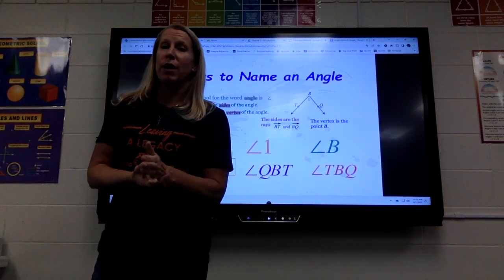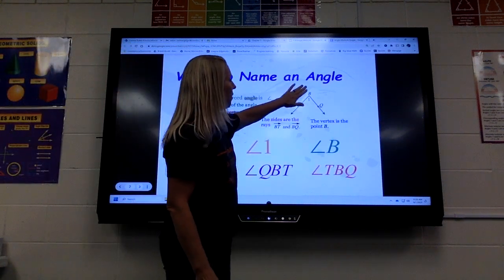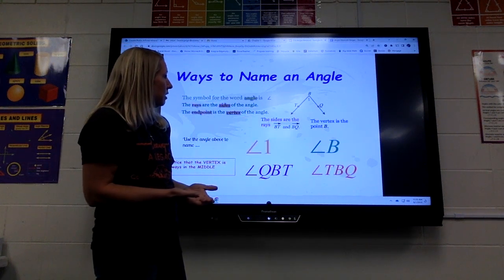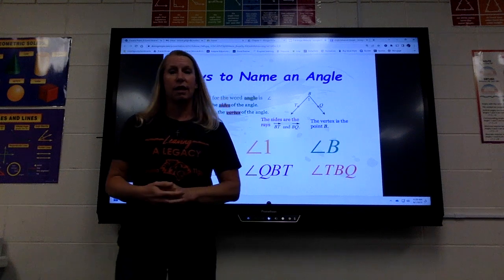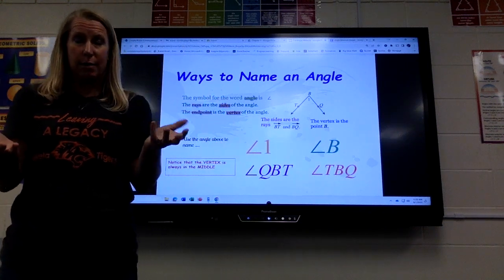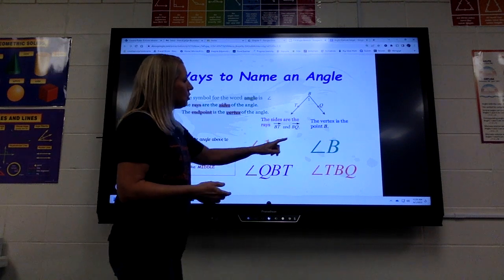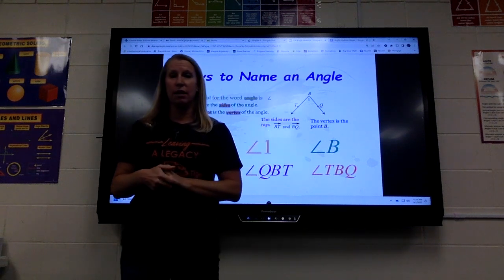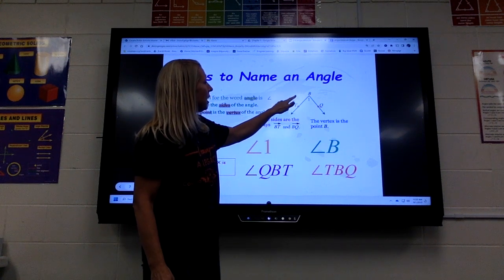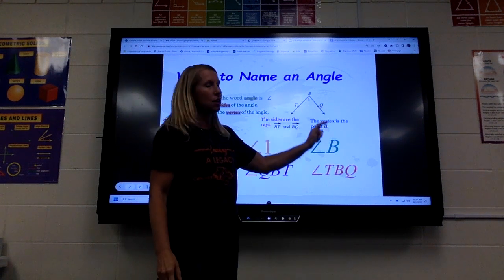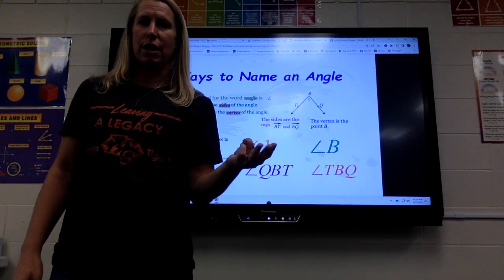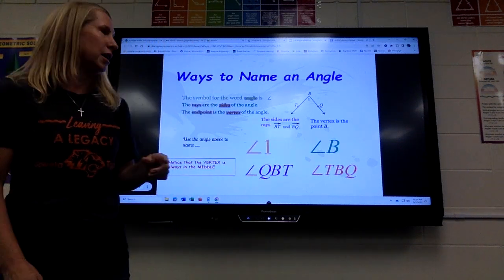Let's also talk about ways to name an angle. So if I have an angle right here, this example, I could name it angle 1. That's just the number inside in between that angle. So that's okay to name it by that. I could also name it angle B, or I could name it angle QBT or TBQ. So you might be thinking, why would I name it with the three letters when I could just name it angle 1 or angle B?